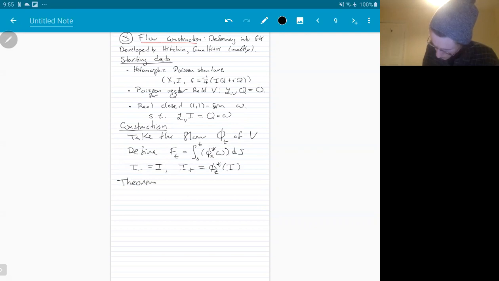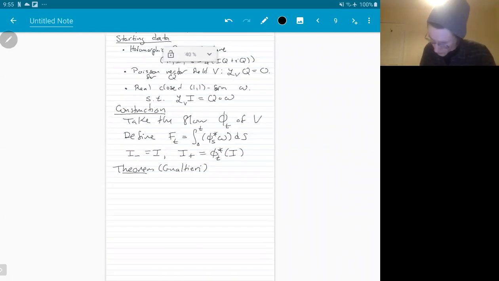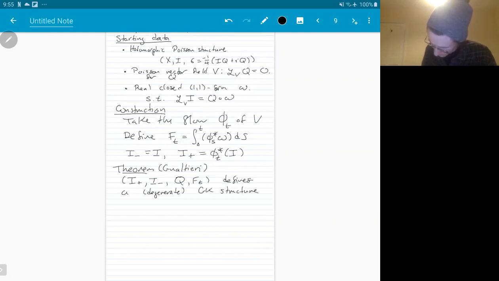So a theorem, so this is again due to Marco in the Brains paper, Brains on Poisson variety. It says that I plus, I minus, F t, Q, or I think maybe I wrote Q first, defines a, well, possibly degenerate GK structure of symplectic type.